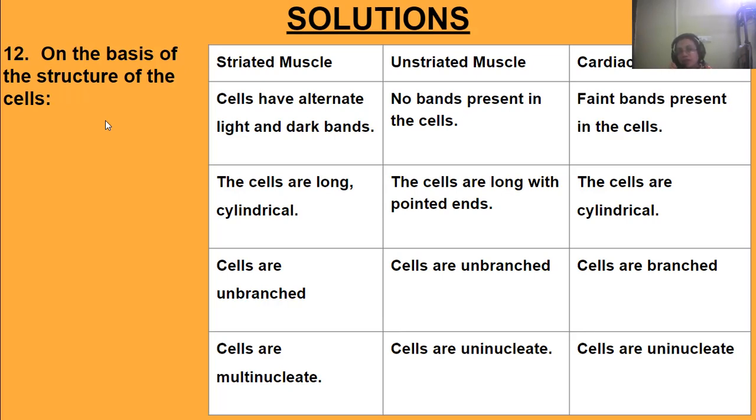On the basis of the structure of the cells, striated muscle cells have alternate light and dark bands. Unstriated muscles do not have any bands, whereas cardiac muscles have faint bands. Striated muscle cells are long and cylindrical, but unstriated muscle cells are long with pointed ends, tapering towards the ends. In cardiac muscles, the cells are cylindrical.